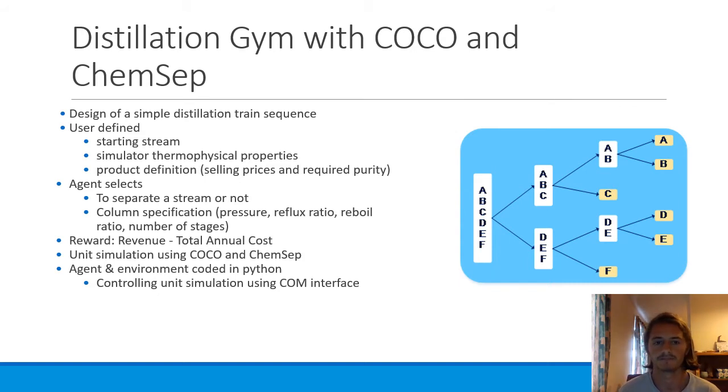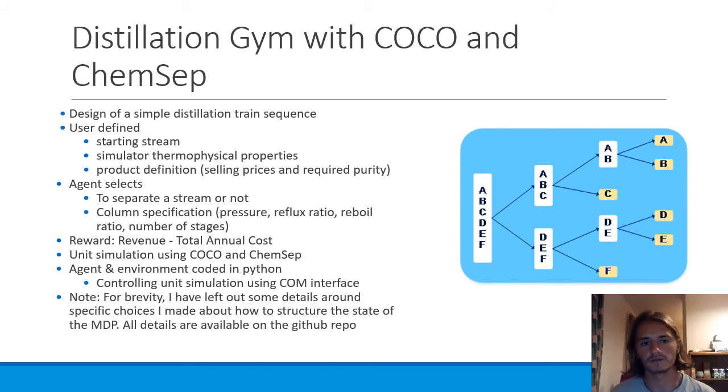So the user defines a selection of compounds and the starting stream for the process, as well as the necessary property packages to simulate the distillation columns. The user also defines the product definition, which includes the required purity for streams to be sold, as well as the prices that streams can be sold at.